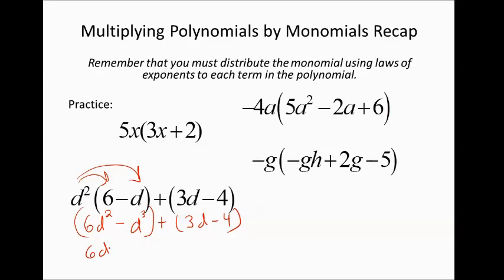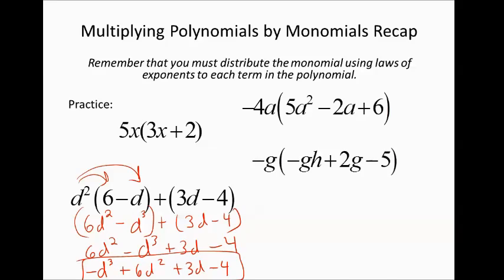So 6d squared minus d cubed plus 3d minus 4. And as I can see, I don't have any like terms there, so everything just stays as it is, except I need to rearrange the 6d squared and minus d to the third, because d to the third actually has a higher degree or a higher exponent. So negative d to the third plus 6d squared plus 3d minus 4. And so now everything is in standard form.